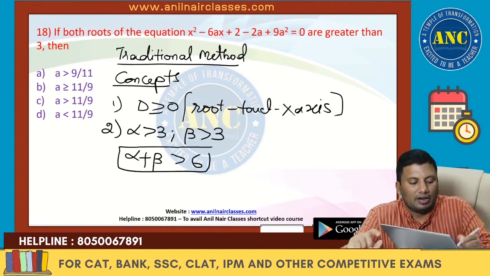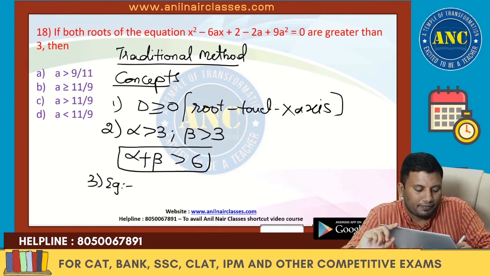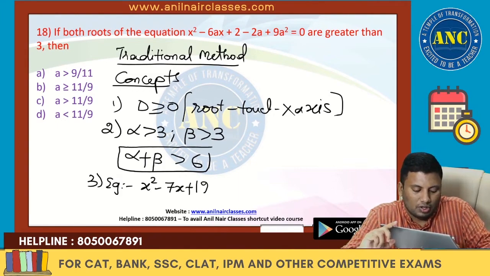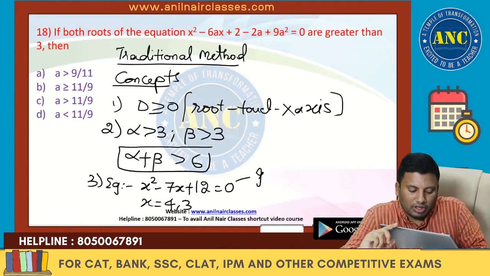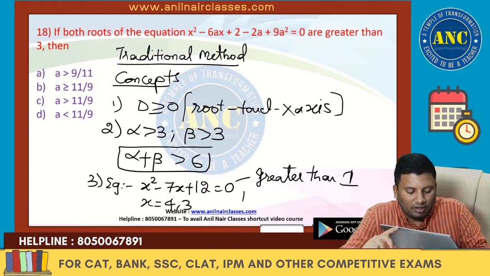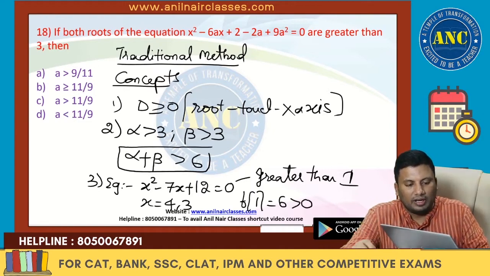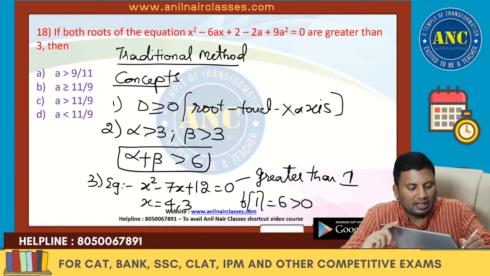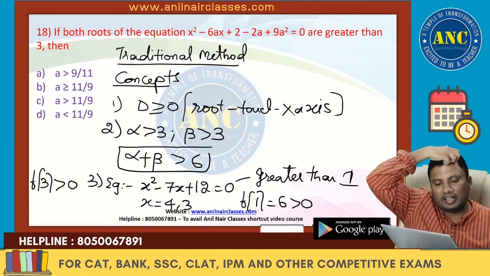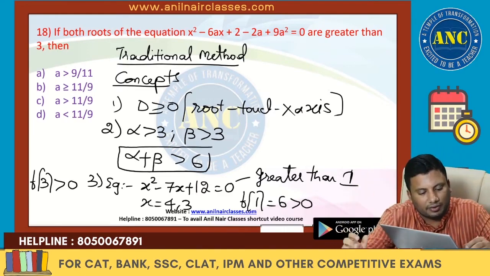Second condition. Third condition. Example: x square minus 7x plus 12 equivalent to 0. The roots are 4 and 3. Suppose if I say both the roots of this equation are greater than 1, what did we get? F of 1, 13 minus 6 greater than 0. That means third condition is, by looking at this example, f of 3 is greater than 0.